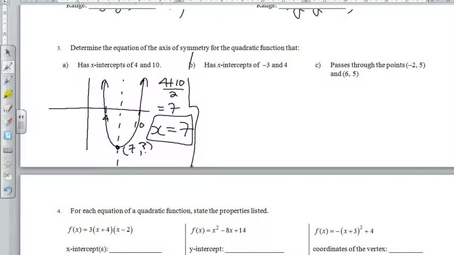X-intercepts of -3 and 4. Might as well open this one down just for equality's sake. Why? It's magic. Oh, look, you can almost see the top there. Okay, so how do we get the axis of symmetry? -3 plus 4.